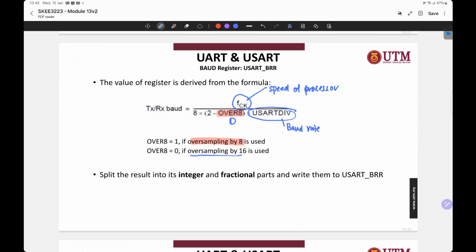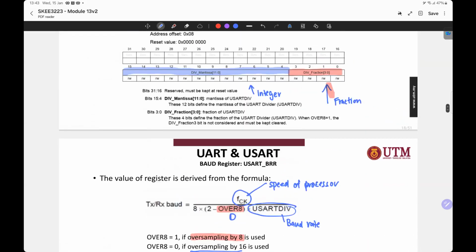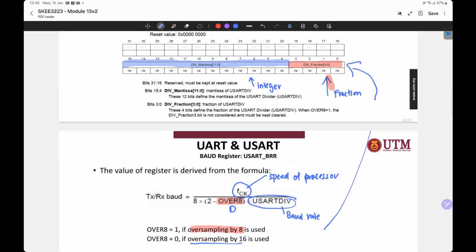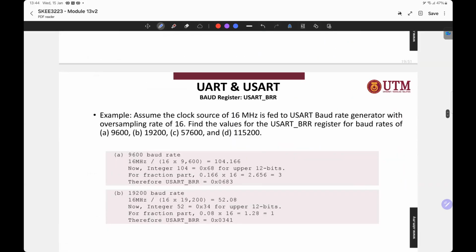Once you get the result, the result will be split into integer and fractional parts, and then you need to send this result to this register. The fraction will be put from bit 0 to bit 3, while the integer you're going to put from bit 4 to bit 15. Okay, so now let's look at the examples here.